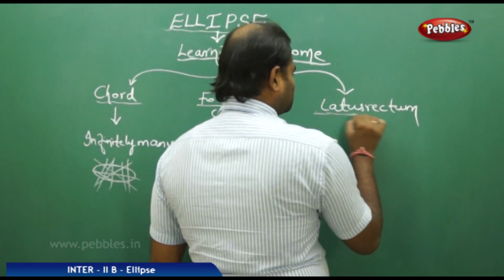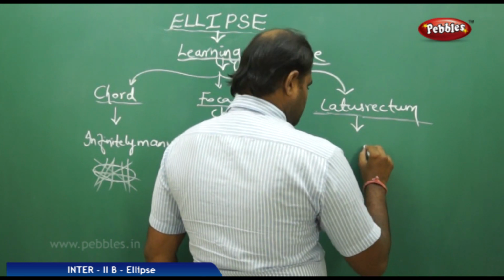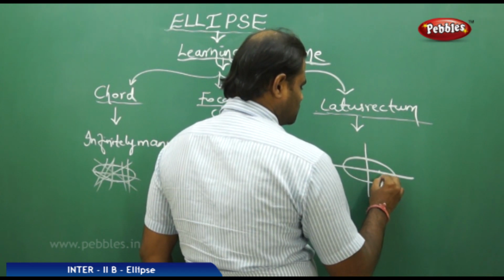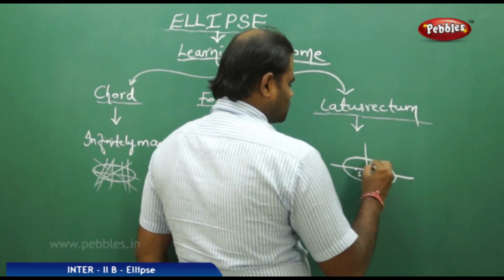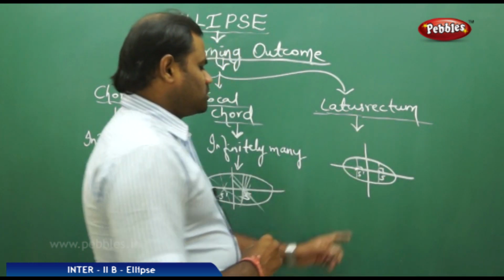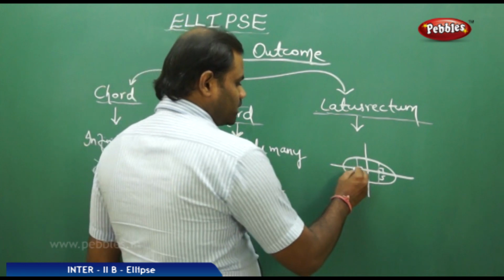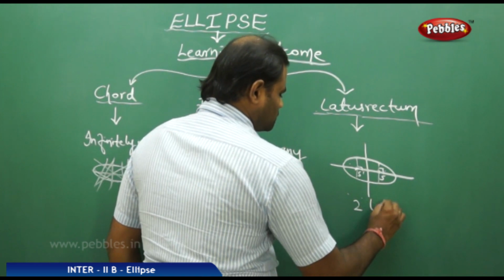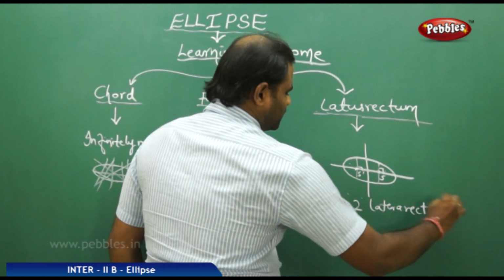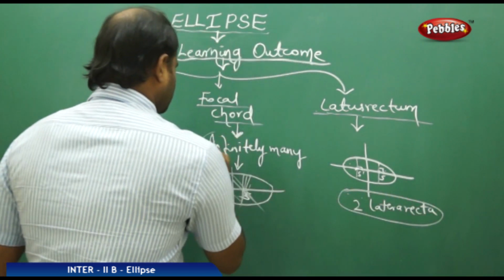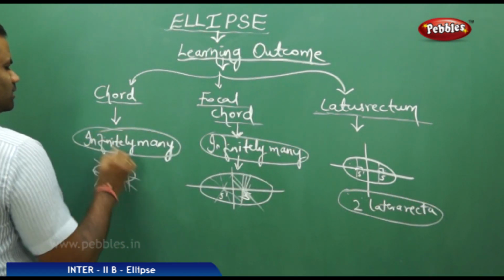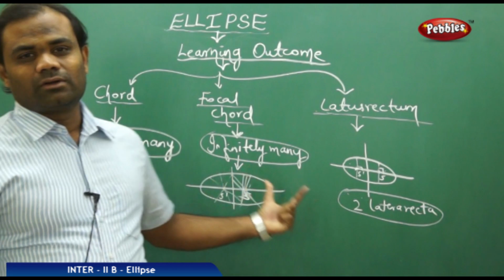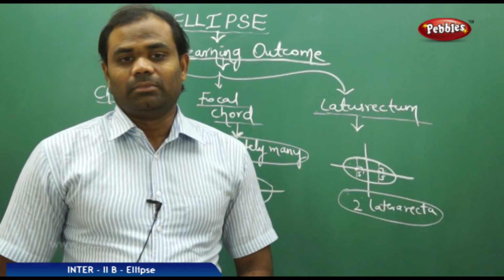But when it comes to latus rectum, we have already seen that there's only one line which is perpendicular and passing through focus, and therefore there are two latera recta, infinitely many focal chords and infinitely many chords, is how we make the learning outcome of each of the chord, focal chord and latus rectum in number.